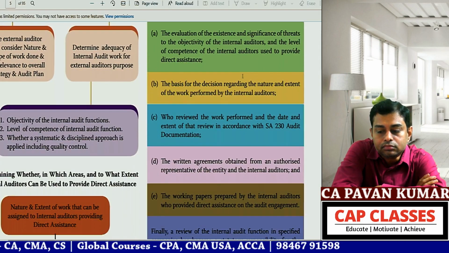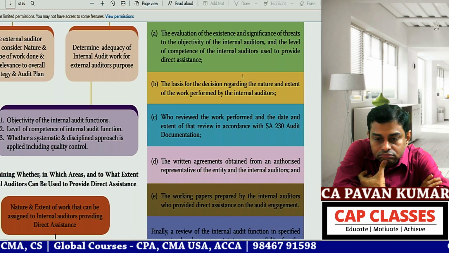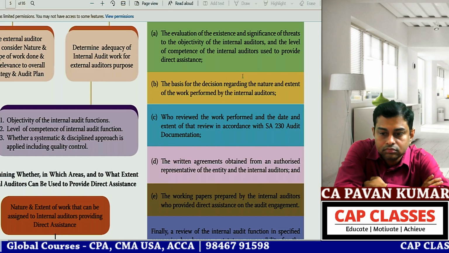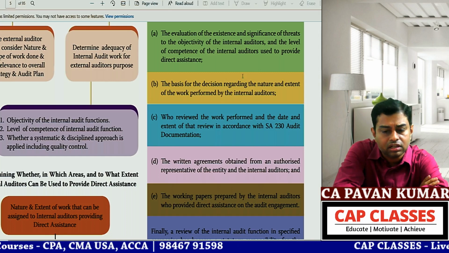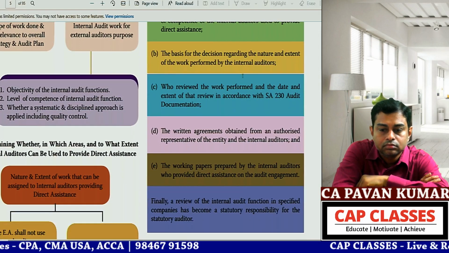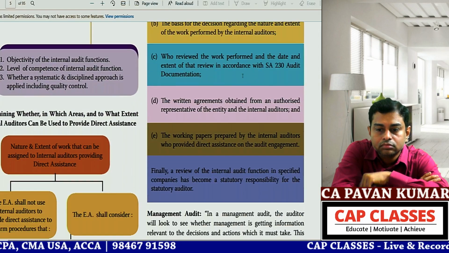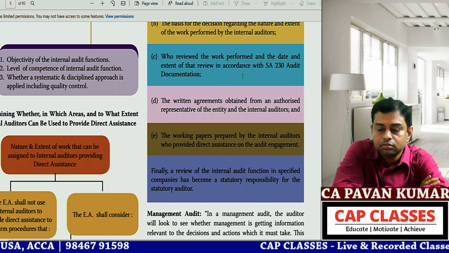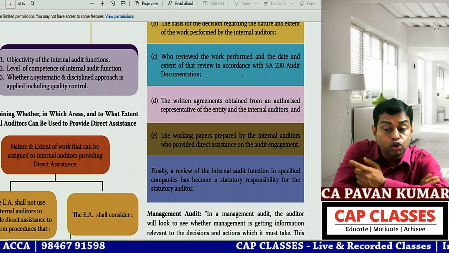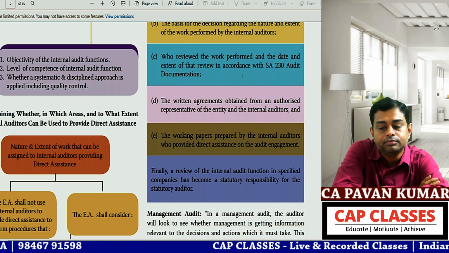B. The basis for the decisions regarding the nature and extent of the work performed by the internal auditors. Nature, timing and extent of work. Next: who reviewed the work performed, and the date and extent of the review in accordance with SA 230 Audit Documentation. Important. So who reviewed the work? I told you before, without reviewing you don't accept it.